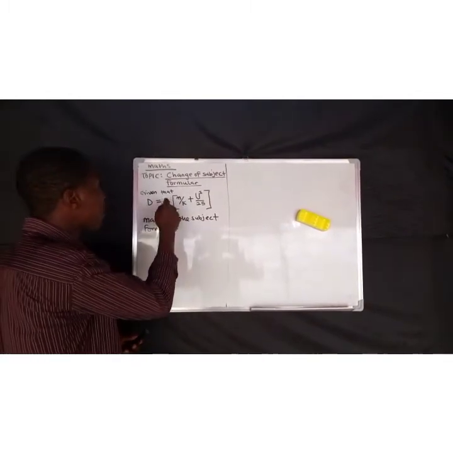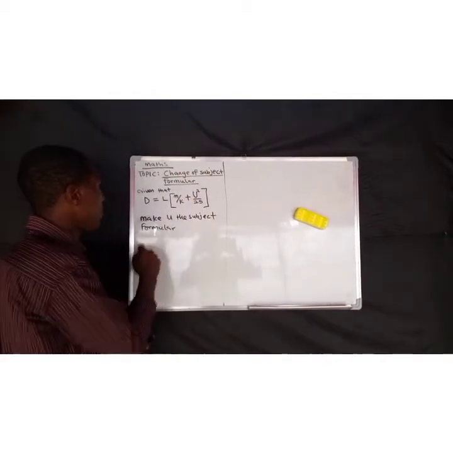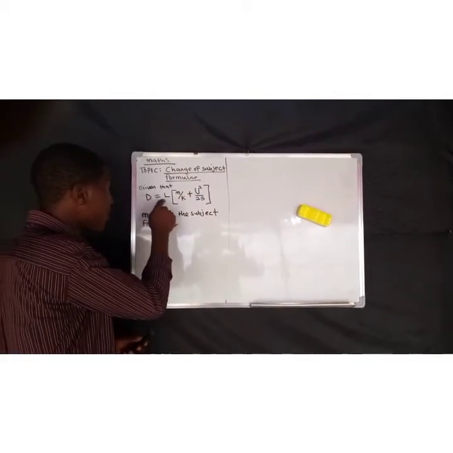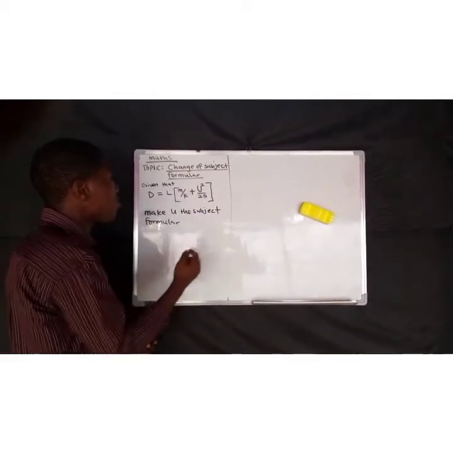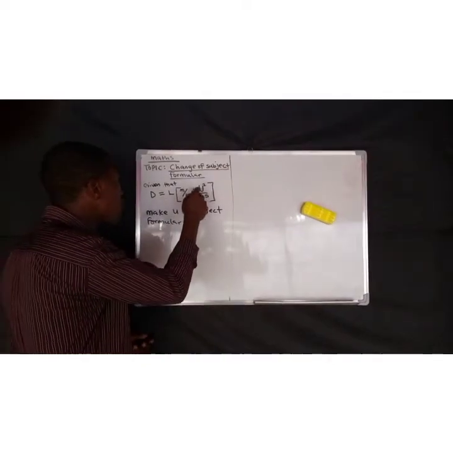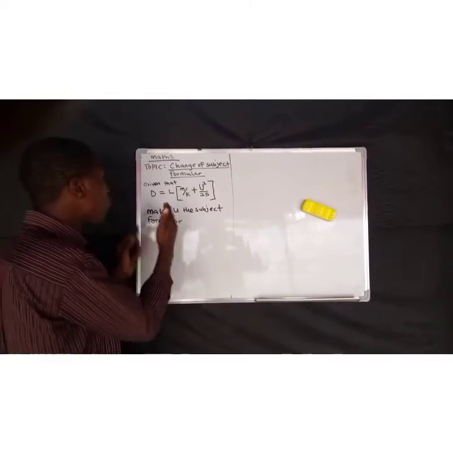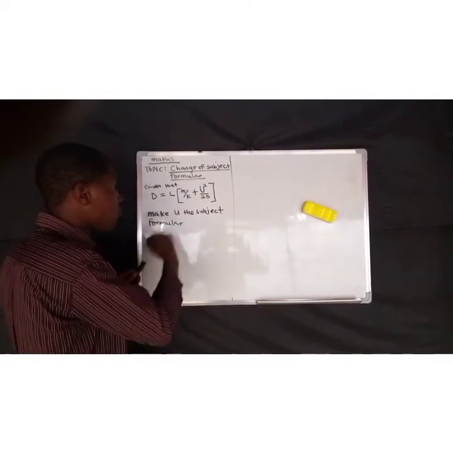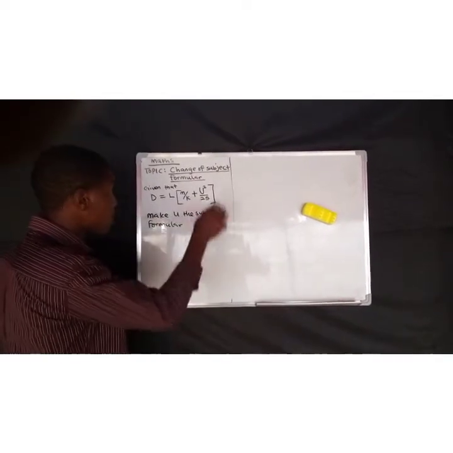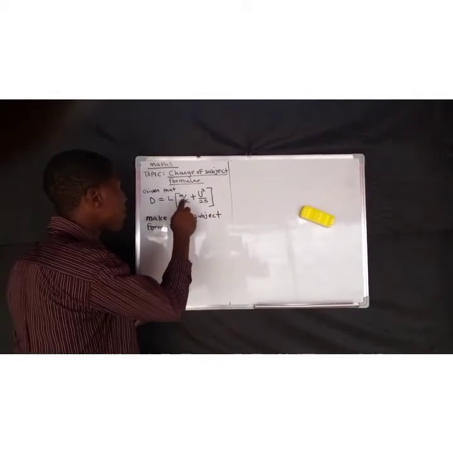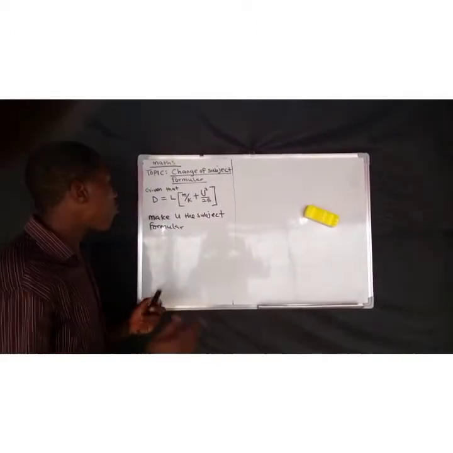Originally, D is expressed in terms of L, M, K, and U. Now they want us to express U in terms of M, K, and D. So U will be on the left-hand side, and it will be equal to the expression that should carry D, L, M, and K. So how do we go about it?